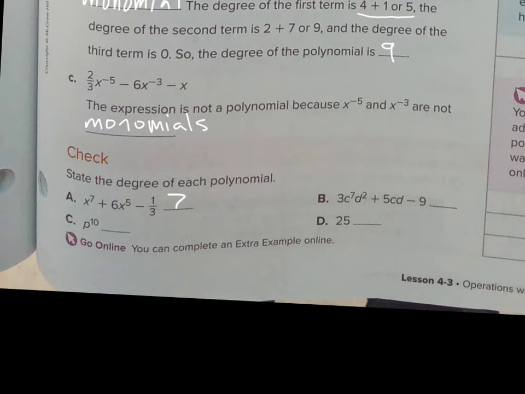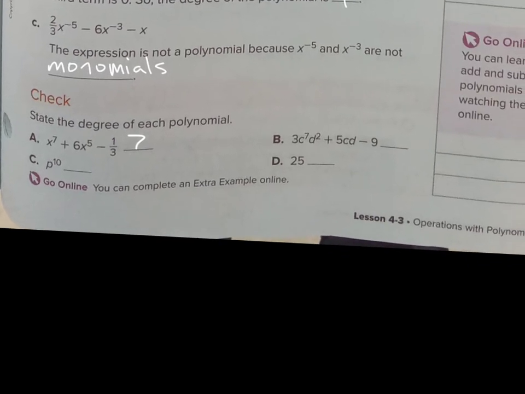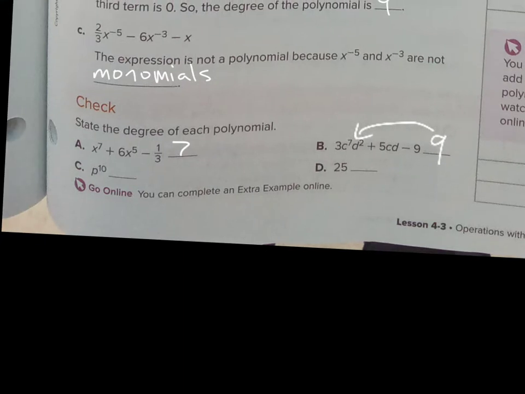All right, what about B? What's the degree of B? 7. 9. Why is it 9? Because 7 plus 2 is 9. What about C? 10. And finally D, 0.